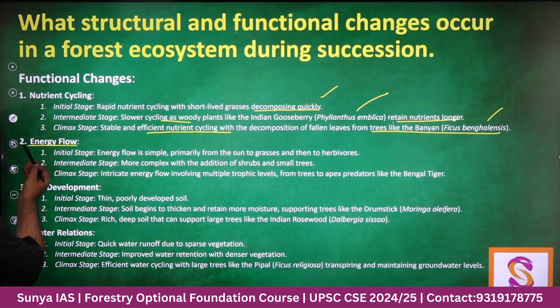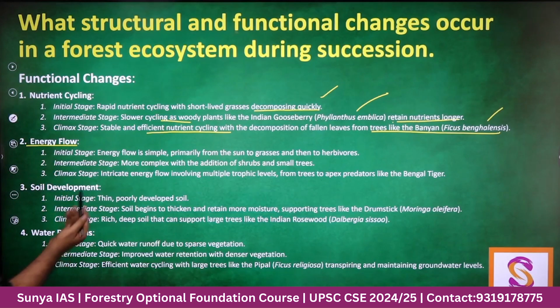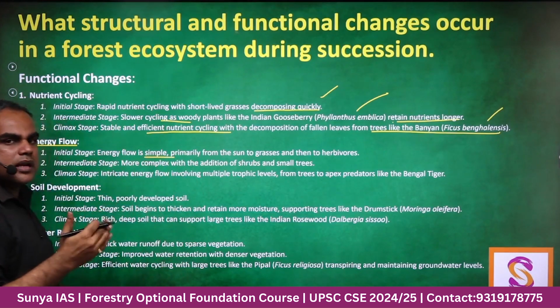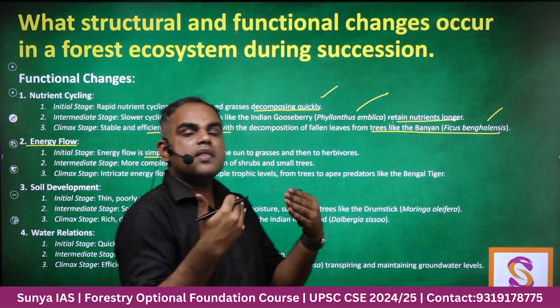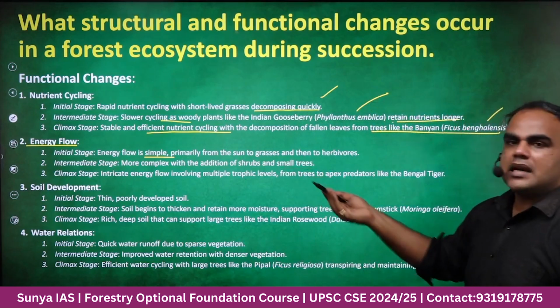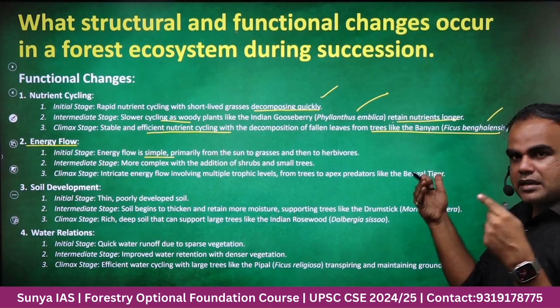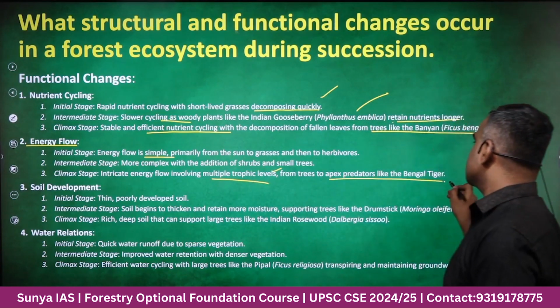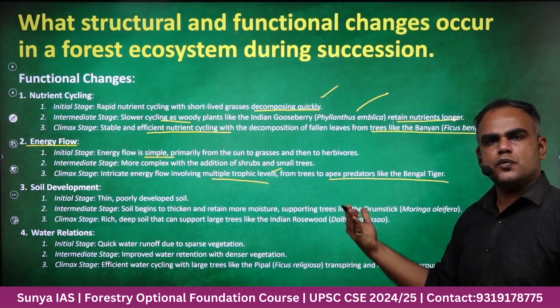Then energy flow. Again you have the initial stage, intermediate, and climax stage. Here the energy flow is very simple. As time moves on, more niches develop, and more complexity gets added. Again, in the climax stage, you have very intricate energy flows. You have multiple trophic levels, you have apex predators, and so on and so forth.